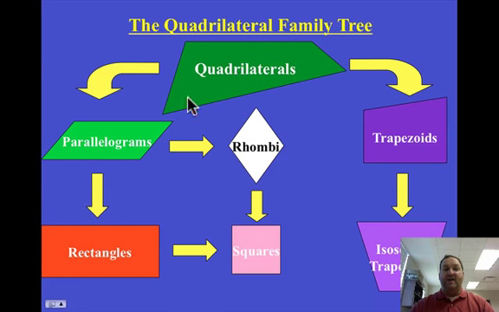Quadrilaterals, 4 sides. Parallelograms, 4 sides with 2 pairs of parallel sides. Trapezoids, 4 sides, 1 pair of parallel sides. Rectangles are parallelograms, also quadrilaterals, but they have 4 right angles. A rhombus is a parallelogram and a quadrilateral, but a rhombus has 4 congruent sides. A square is a rhombus, a rectangle, a parallelogram, and a quadrilateral. So squares are very, very special. Trapezoids, again, 1 pair of parallel sides.